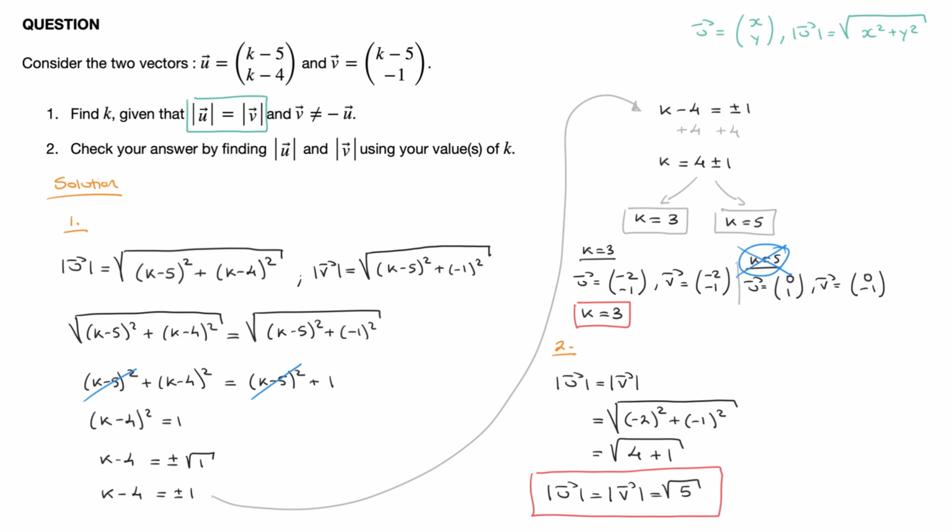There we go. I felt that was important to say for any of you who were wondering, well, what have we actually just checked here? So remember, the bigger picture in the second part of the question here is to check that both the magnitude of u and the magnitude of v are indeed equal, which in this case, again, they clearly were.